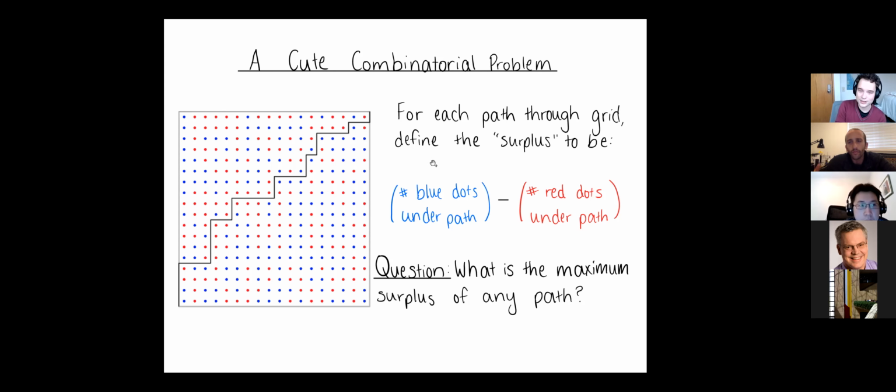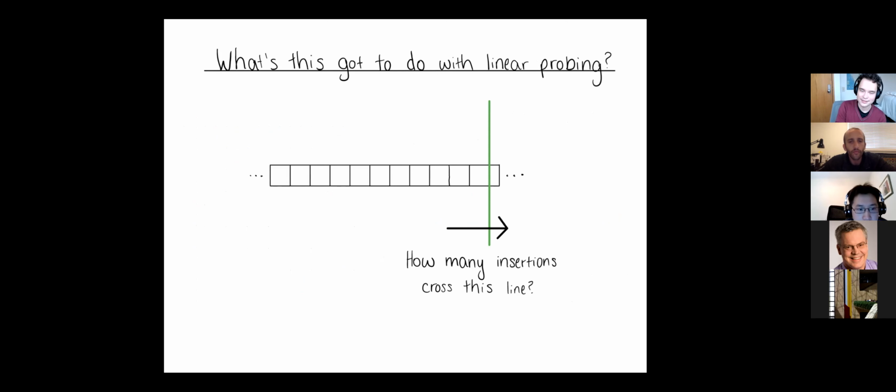Okay, so what does this have to do with linear probing? Well, the relationship is kind of fun. We want to analyze these n insertions and deletions that are occurring. But rather than analyzing each insertion individually, we can take the alternative perspective: let's draw a vertical line somewhere in our hash table. And let's ask the question, how many of the n insertions are going to cross this line in expectation? So how many are going to start to the left and finish to the right?